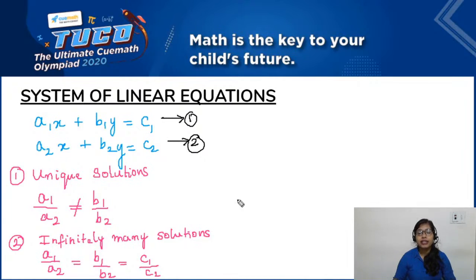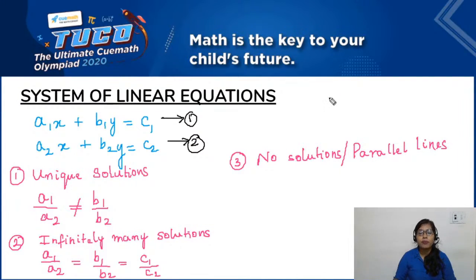And the third category of system of linear equations is nothing but no solutions. No solution is also the case of parallel lines. If you just think about drawing two parallel lines, how do they look? They look like this. No matter how much you extrapolate them or extend them, they would never intersect at any point.